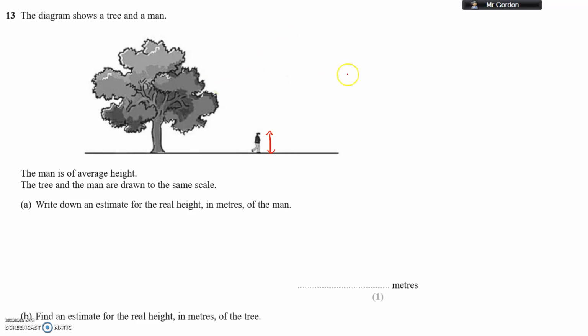So they were allowing anywhere between 1.5 to 2 meters as the average height of a man. Pick anything in between those two values and you would have got the mark basically. So something like 1.8 meters. It's in meters, so it would literally just be 1.8. 180 centimeters.